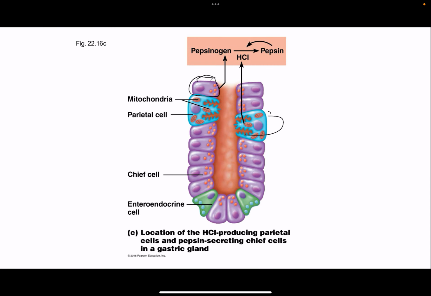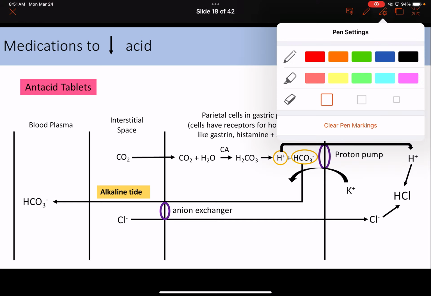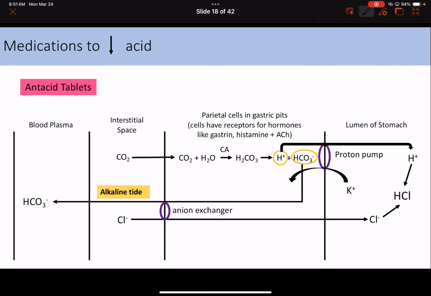Any questions so far? Okay. So medications that decrease stomach acid include antacid tablets like Tums. Tums is basically calcium carbonate, which neutralizes acid.